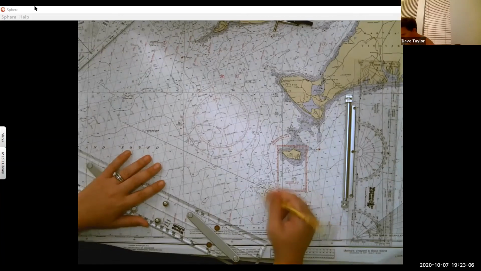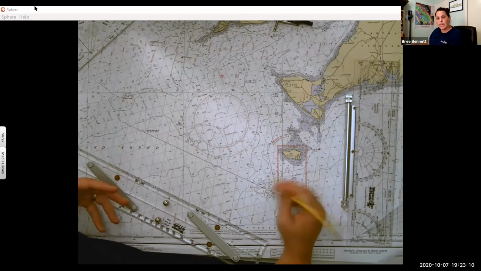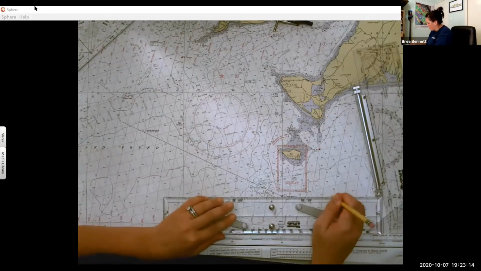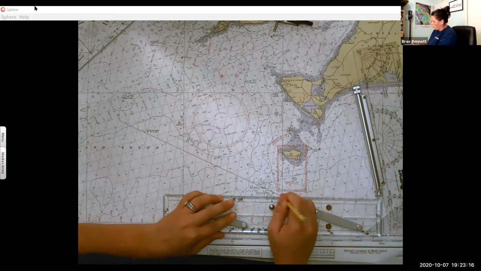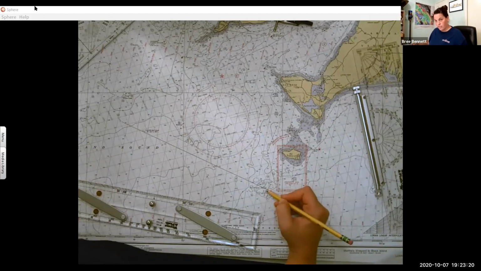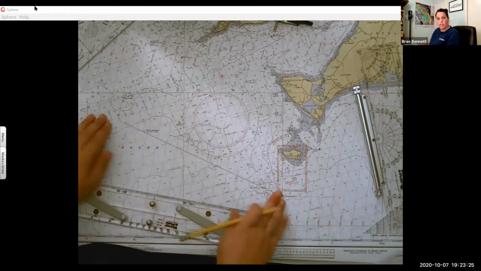I like to put it right where your turns or waypoints are at the beginning, so that when you're approaching this buoy, you know what the next course is. And then you can see this whole course is going to be 294.